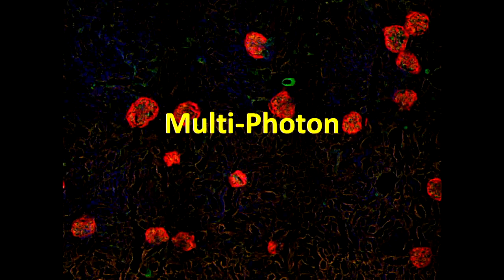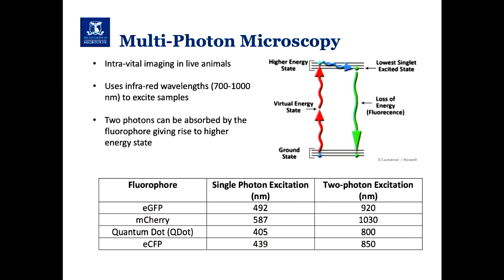Multiphoton microscopy. Okay, so this is used for what we call intravital imaging in live animals. In this case, we use infrared wavelengths in the range of 700 to 1,000 nanometers to excite our samples. If you remember from the first lecture, this is our Jablonski diagram looking at the energy levels of the electrons in our fluorophore. They're normally sitting at the ground state, and when we put in our excitation light, the fluorophore can absorb the photon and jump up into the high energy state.